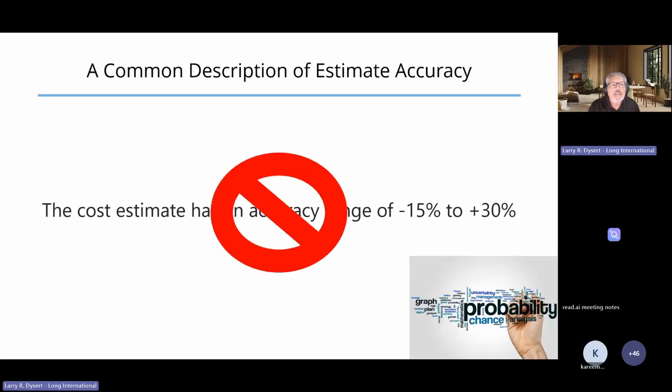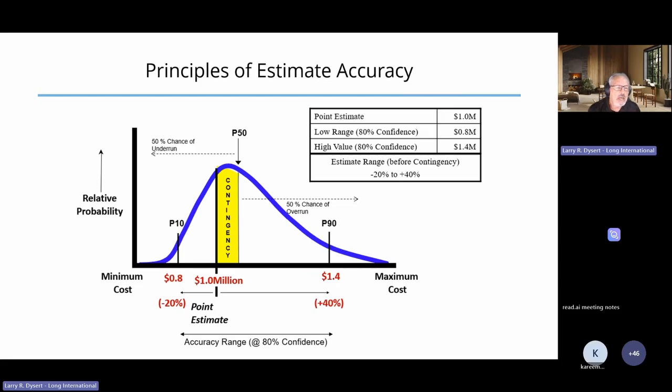That's not a valid description of estimate accuracy. If that's the only thing that we're explaining when we're trying to convey estimate accuracy to decision makers, that really provides no consequential information to base a decision upon. So the whole goal when we talk about estimate accuracy is to be able to understand this particular diagram very, very well. And I'll walk through this right now.